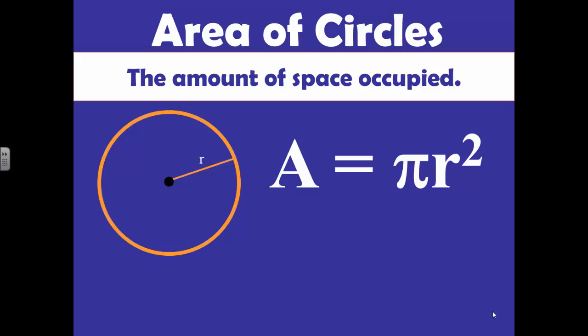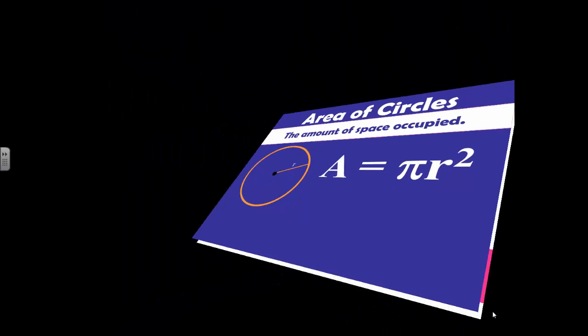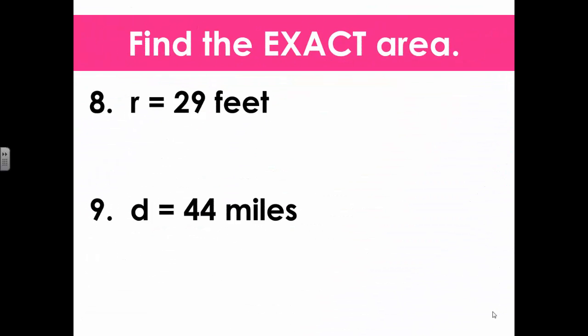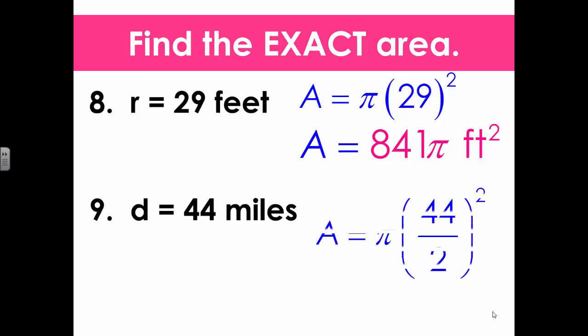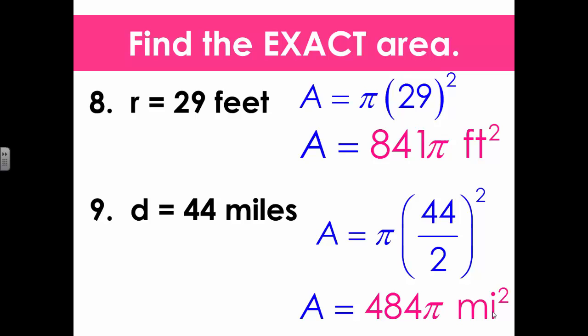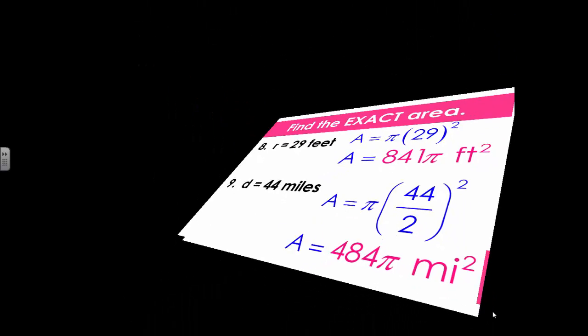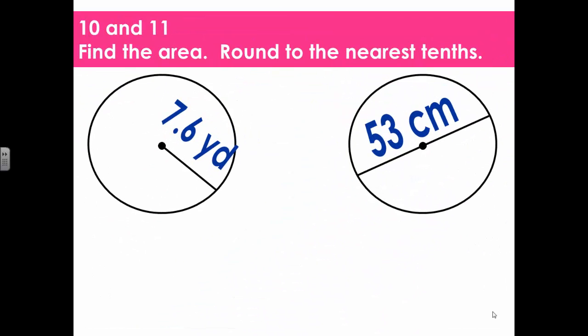Alright, let's move on to area of circles. Area of circles is the amount of space that is occupied within the inside of the circle. Area is equal to pi radius squared. Find the exact area when radius is 29 and diameter is 44. Notice that pi is still in your answer because this is an exact answer. Copy these examples down and go ahead and try to work them out.